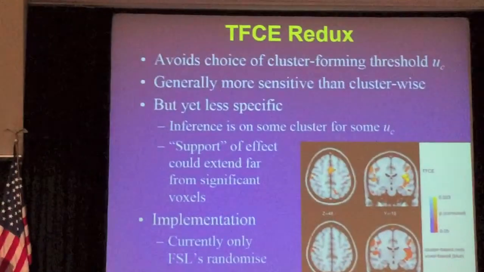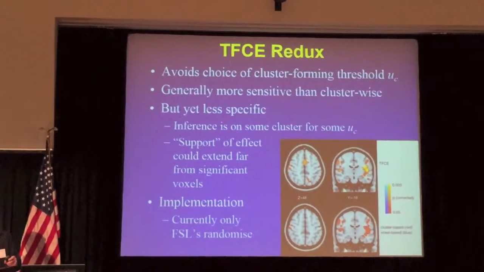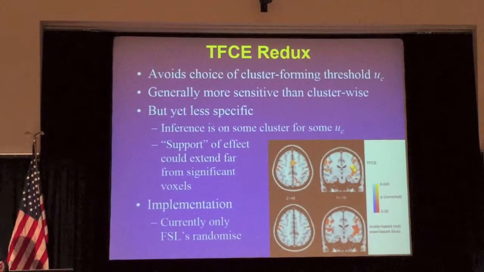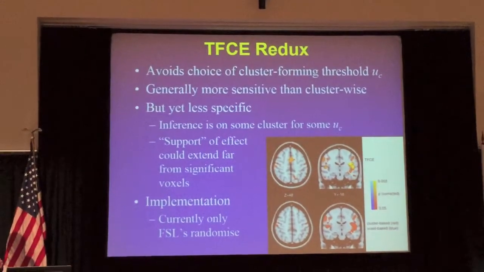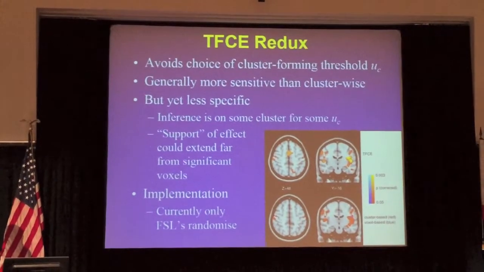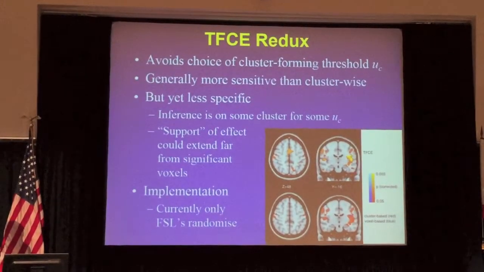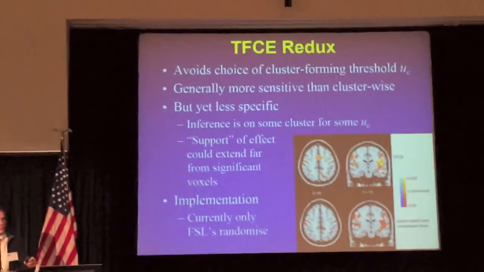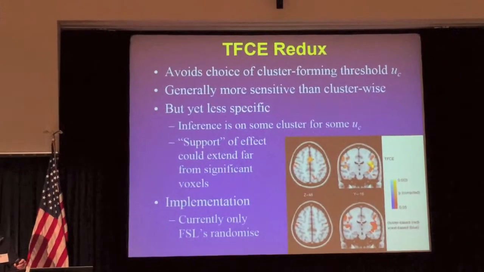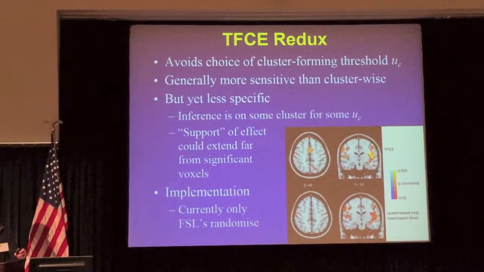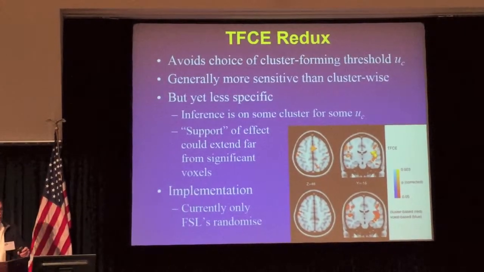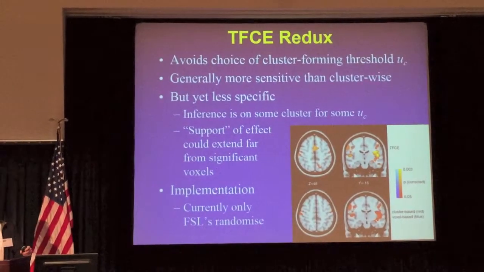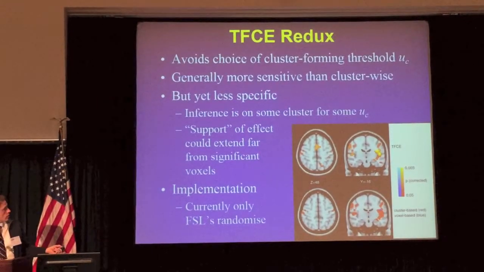And the advantage of using this particular technique is that it avoids the choice of cluster forming threshold, and it's generally shown to be more sensitive than other cluster-wise inference methods. But yet it is fairly non-specific, because you derive some inference on some clusters for some threshold, and support of the effect could be extended far beyond the significant level. It's now the standard tool by which FSL does its inference in the randomise technique.